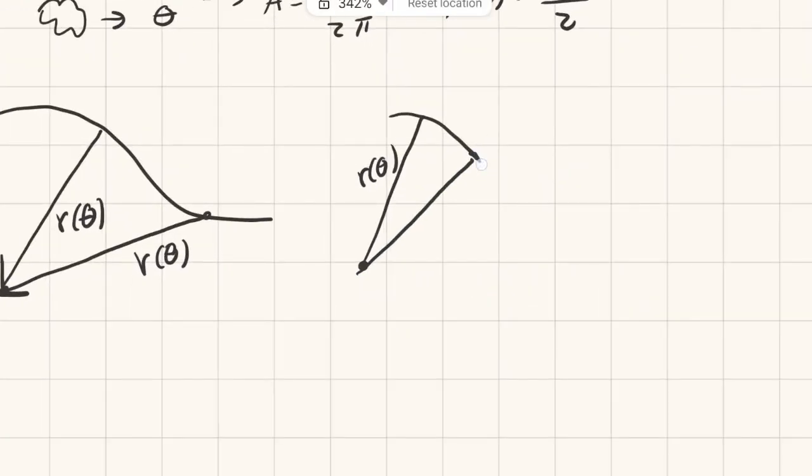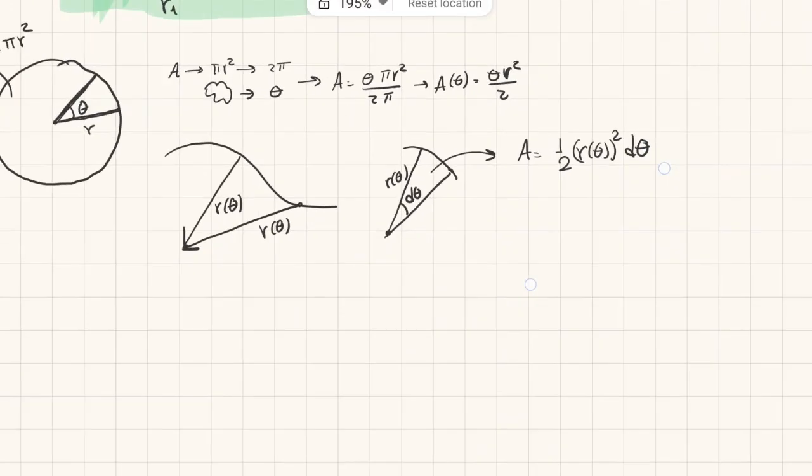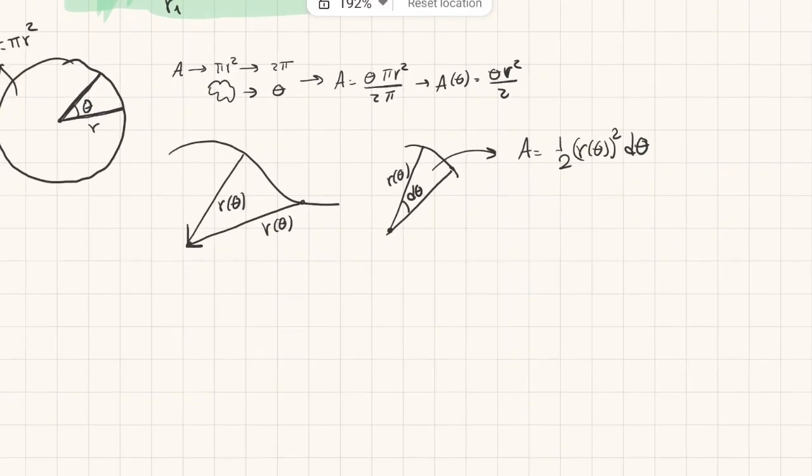But looking that it is an infinitesimal piece, this can be d theta, right? So thinking that it can be approximated as the area of a piece of circle, we can say that the area of this piece is going to be 1/2 of r of theta squared times d theta.